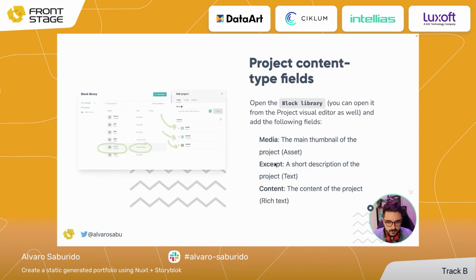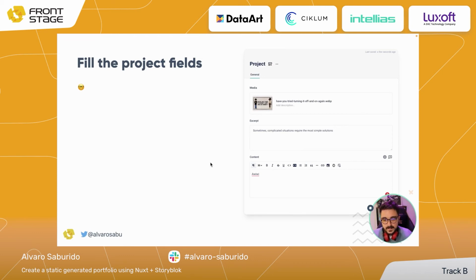Before I continue, it's important that the content you select is rich text. Now let's fill all the project fields. I'm going to put an image for the thumbnail, an excerpt with some random text, and some content. For now, I'm not putting anything fancy in the content.